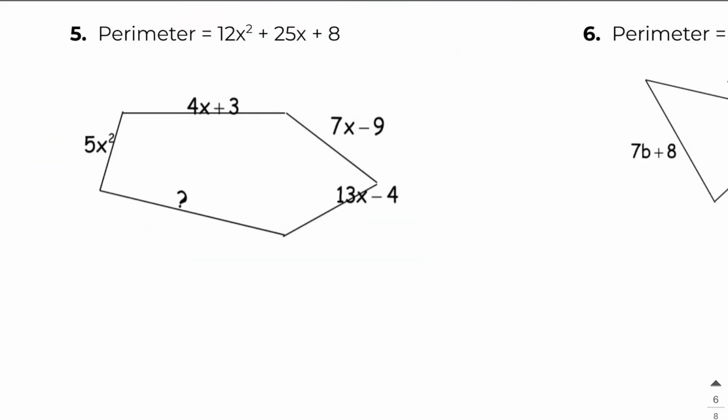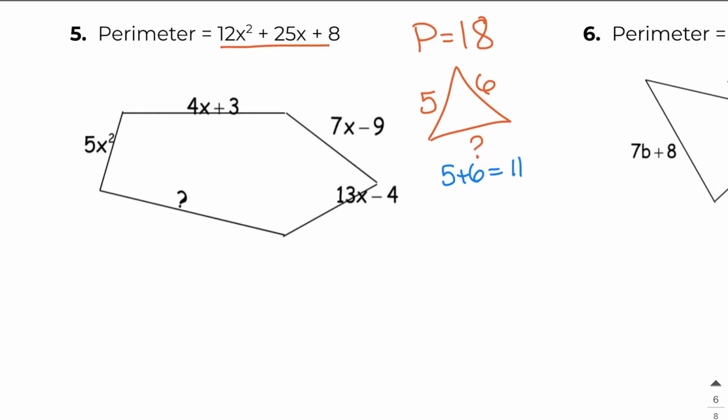Okay, so for perimeter in question number 5, this time I'm given the perimeter and I want to figure out what the missing piece is. So I know 4 out of the 5 sides right here. Well, just like if I told you the perimeter of this triangle right here was 18, and I tell you that this number is 5, this number is 6, and I ask you to find out what this number is, you probably would just add the 5 and the 6 together, get 11, and then subtract that from the perimeter. Then you do 18 minus 11, which is 7, right? So now we know that this question mark is equal to 7 because we added up what we knew and then we subtracted it from the total perimeter.